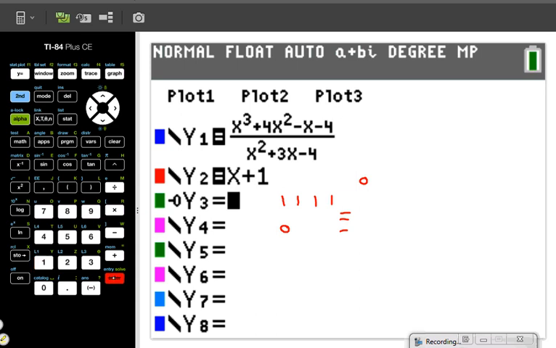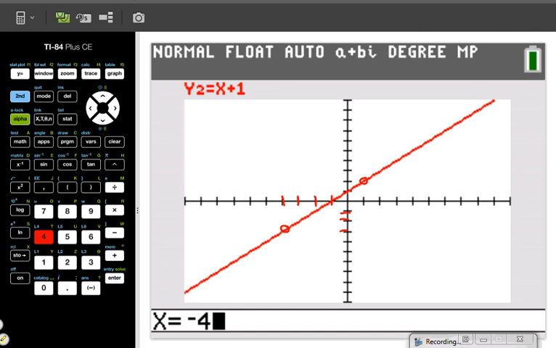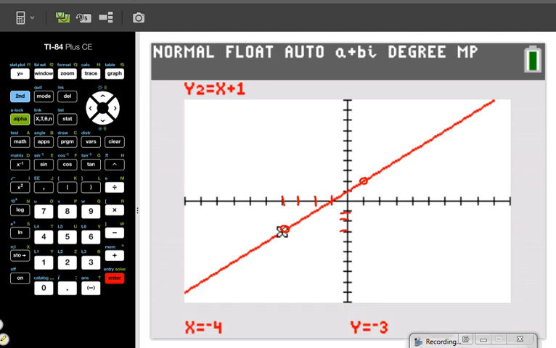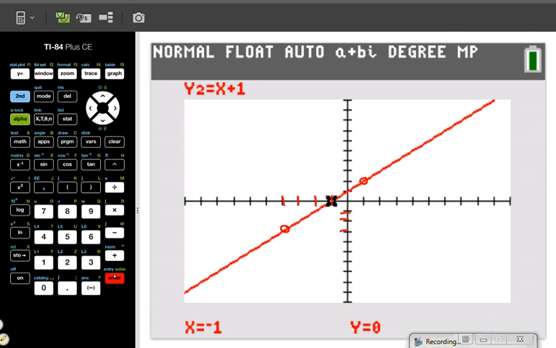Yes. Graph it. Now that I see that red and blue are a match, I think I did this correctly. And if I hit trace on y2, now -4 returns a y value of -3, and 1 returns a y value of 2. That's where the holes were. By the way, what's the x-intercept? -1 comma 0. Okay? That concludes problem 2b.